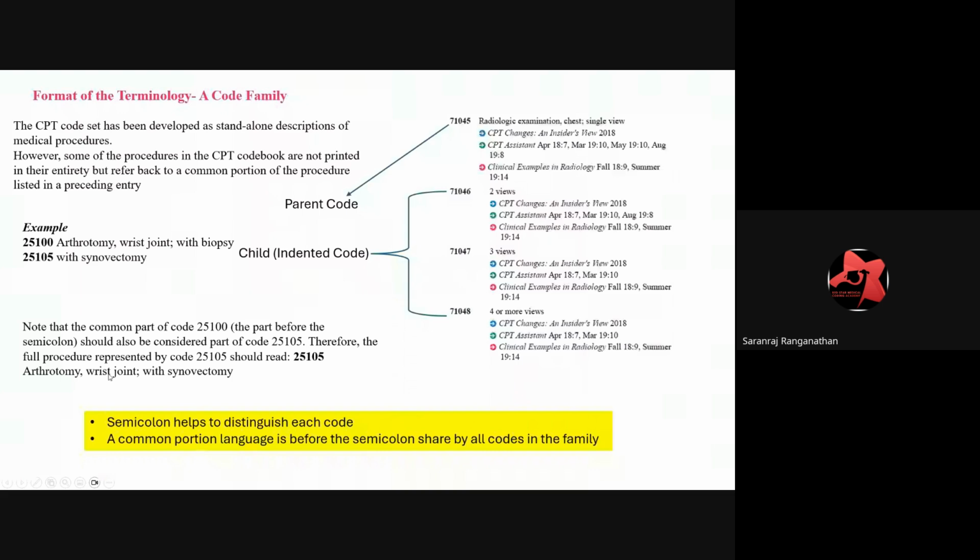Then the next one is the format of the terminologies, the family code. We might have encountered codes, right? The codes can be segregated into two major classifications: one is the parent code, the second is the indent code, otherwise we can call it a child code. Any group of codes, you can see here, 25100, arthrotomy, wrist joint with biopsy. That is the main code.